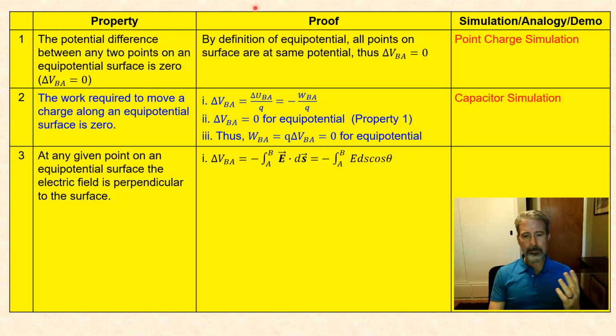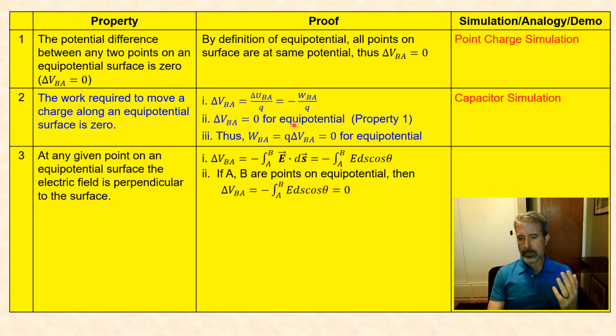So starting with the definition of electric potential difference between any 2 points A and B, you recognize that as the line integral here. This is just the definition of electric potential difference. And here we can say that if A and B are points on the equipotential, then the electric potential difference between those 2 points must be 0. That is by definition of an equipotential.